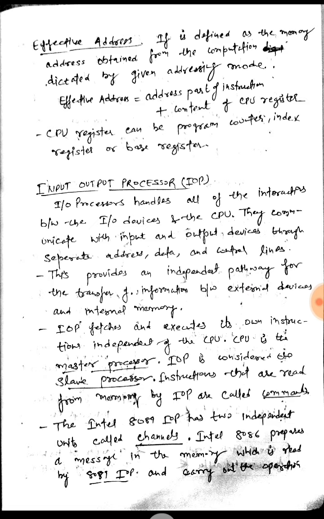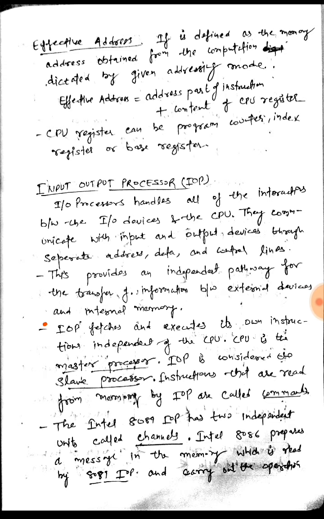Then the effective address is defined as the memory address obtained from the computation dictated by the given addressing mode. So the effective address will depend on what addressing mode we are using in our instruction. So the effective address would be equal to the addressing part of the instruction plus the content of the CPU register. If in the CPU register we get another memory location, then we need to go to that location to fetch our data. So the effective address will depend on the addressing mode.